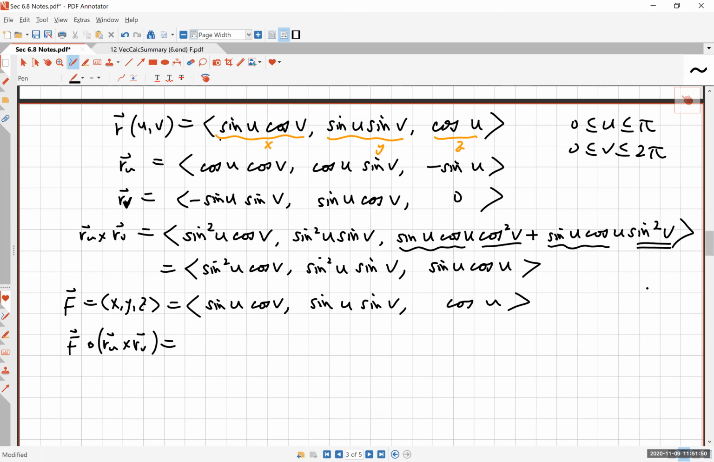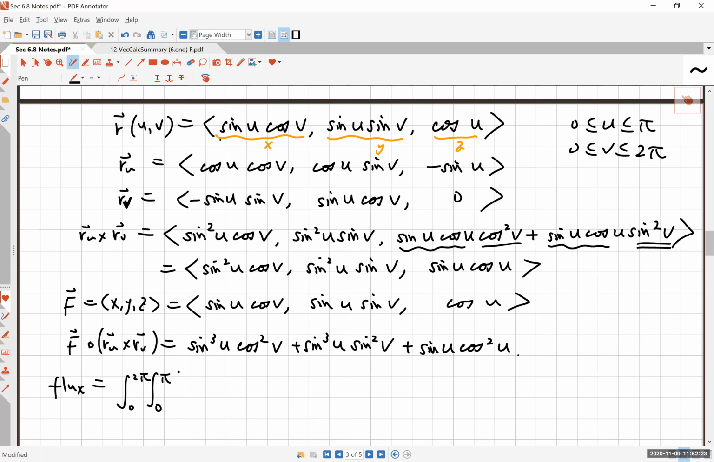You take the dot product, okay? So this will be sine cubed U cosine square V plus sine square U sine square V plus sine U cosine square U, right? And so that is what you would have to integrate. So the flux on the right-hand side will be, remember, V goes from 0 to 2 pi, U goes from 0 to pi of this whole thing.